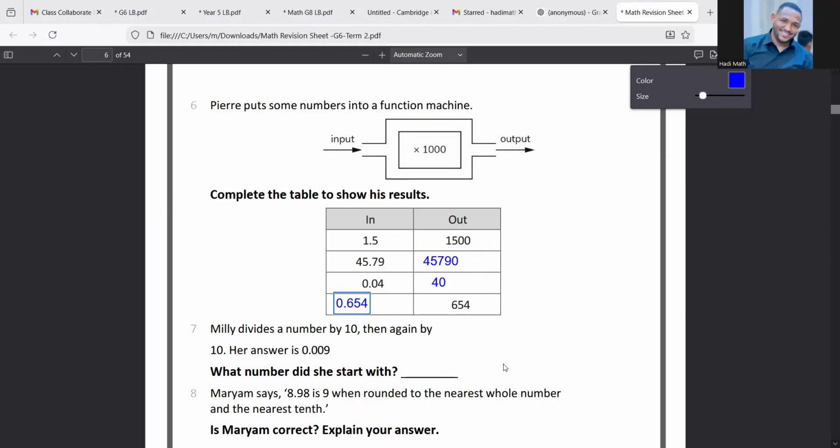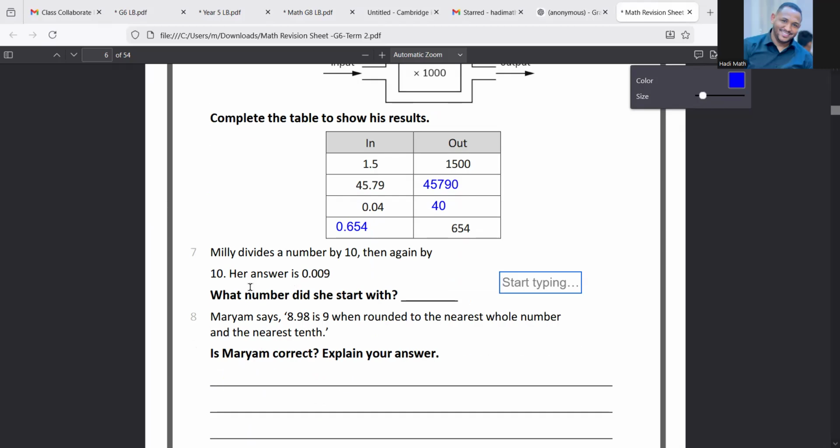Remember, going back. Melly divides a number by 10, then by 10 again. Her answer is here. What number did she start with? What I need from you is to go back. We say she divided by 10, then by 10 again. So it is 0.009, go multiply by 10, and then multiply by 10 again. This is going to move the decimal point 2 places. So the number will be 0.9. So her number will be 0.9.